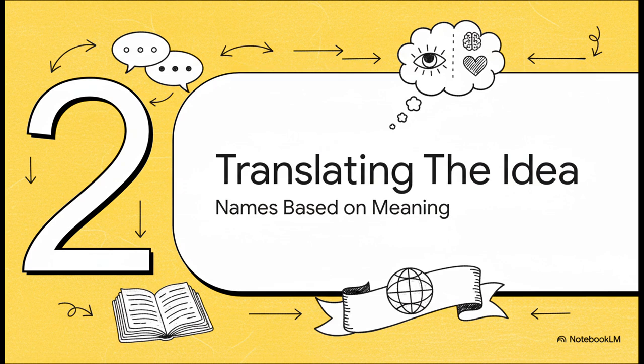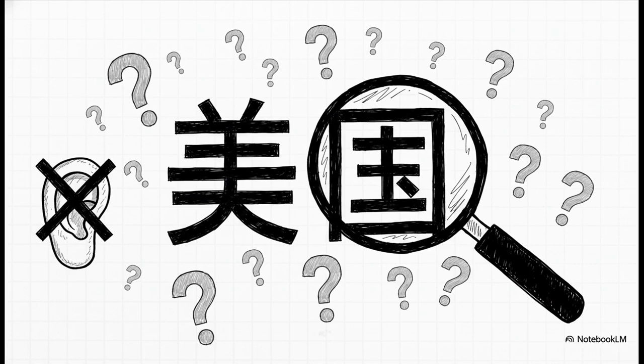Because what happens when a name isn't based on sound at all? What if it's based on an idea? This, my friends, is where things get really poetic and fascinating. Okay, take a look at the name for the United States, 美国. Now, forget the sound of America for just a second. Just look at these 2 characters. What on earth could they mean?